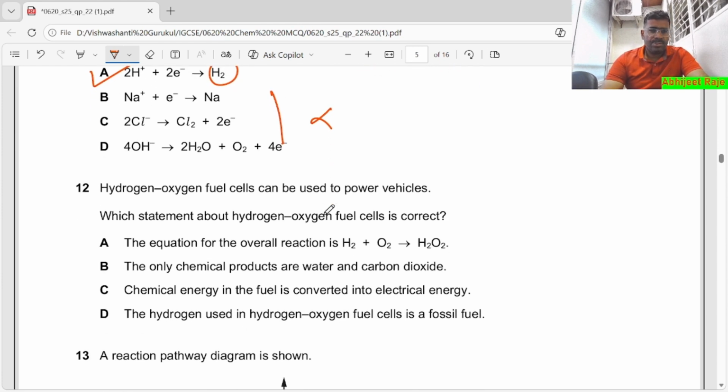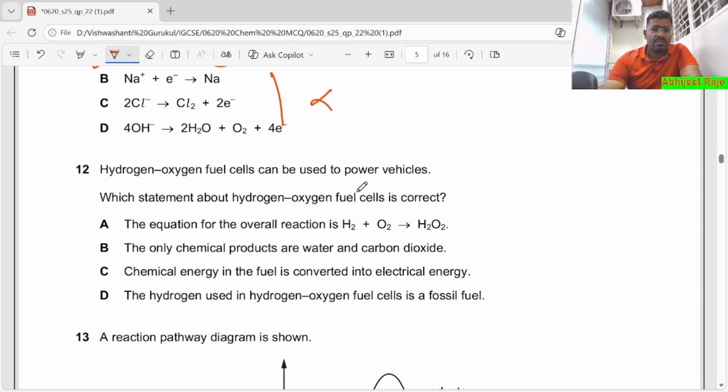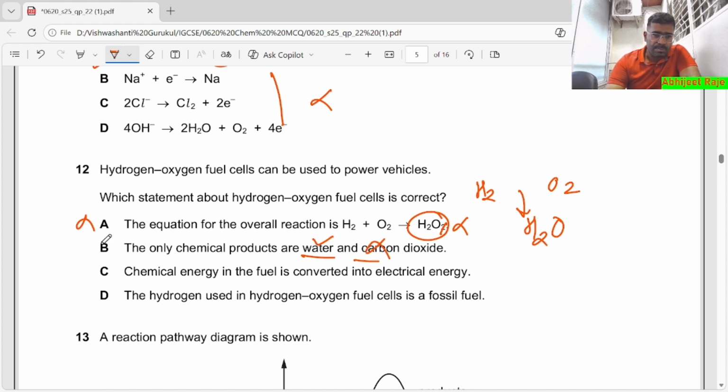Next, a hydrogen oxygen fuel cell can be used to power vehicles. Okay, in the hydrogen oxygen fuel cell, our raw materials are hydrogen and oxygen, and we get as the side product the water molecule, right? So the equation, now see, look at this trick. This is a peroxide, not water. So option A gone. The only chemical products are water and carbon dioxide. This is correct. This option B wrong.